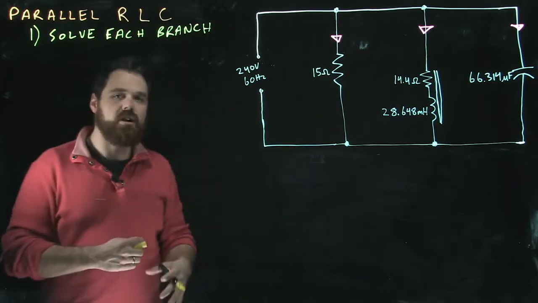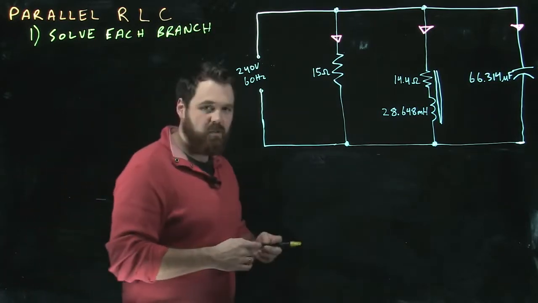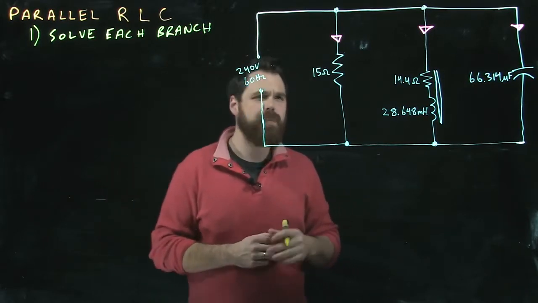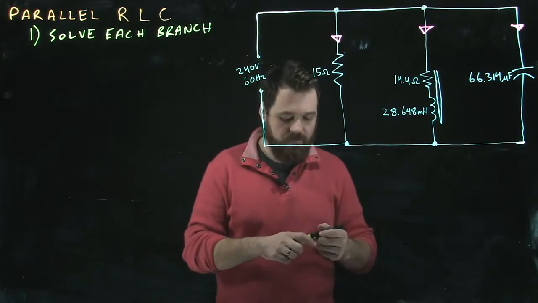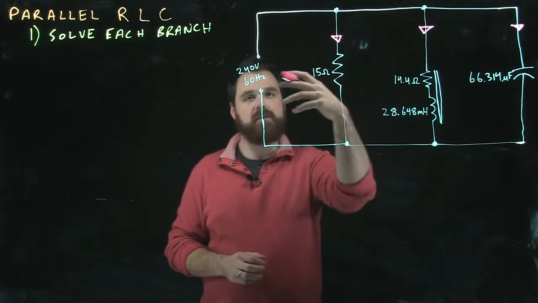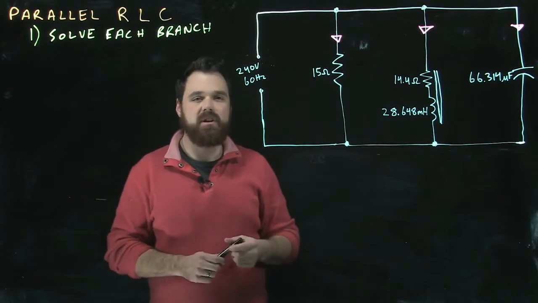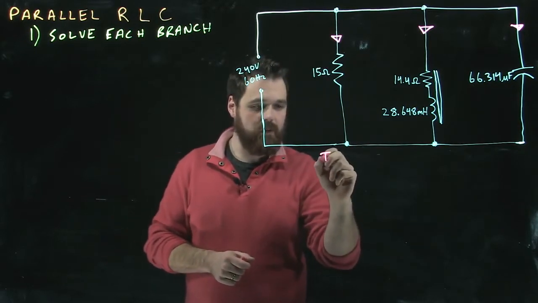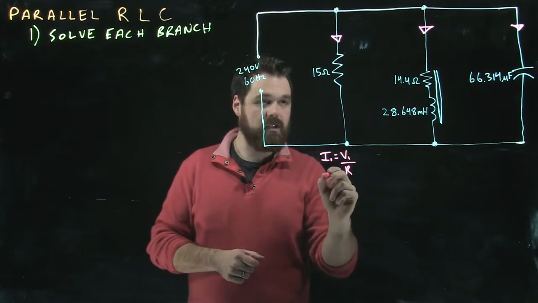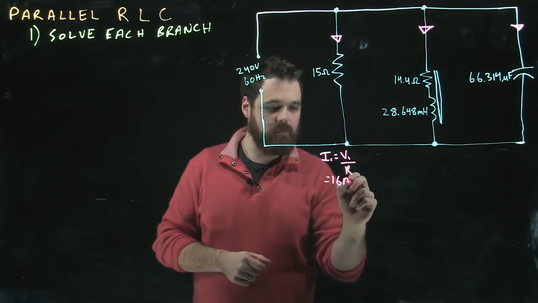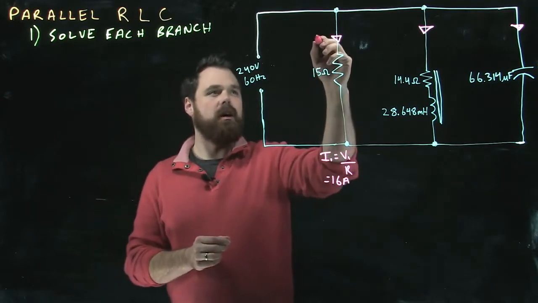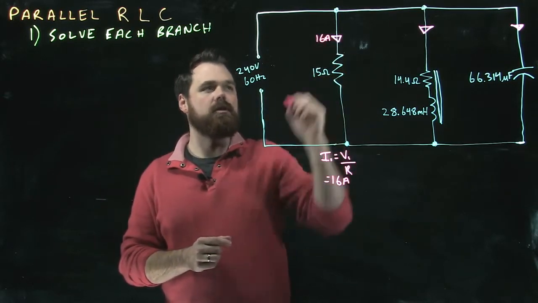Now the key is to just do a little bit at a time and work our way towards the end. Trying to look at the whole question at once is going to be a little bit overwhelming. So if we're trying to solve each branch, we can figure out the current that is flowing in each branch. In this case, I've got 240 volts and a 15 ohm resistor. I can go I1 equals V1 over R. In this case, I get 16 amps. Perfect.